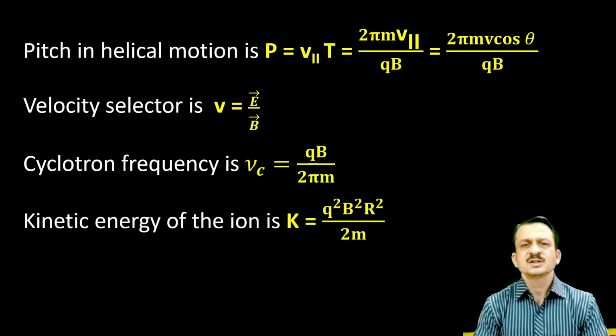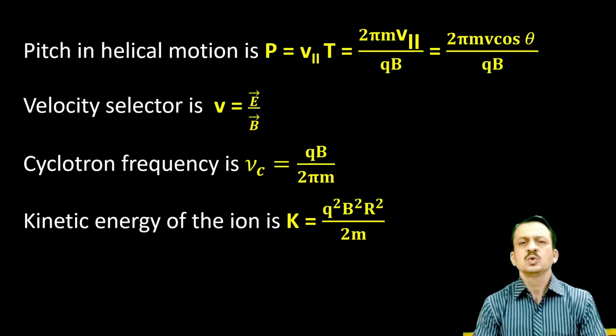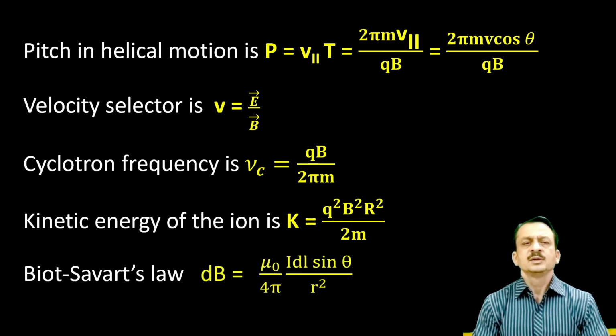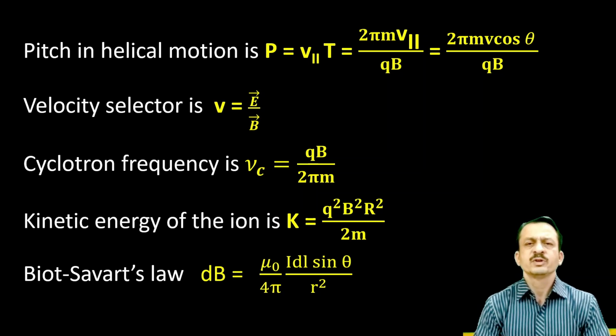Now the kinetic energy of the ion or the charged particle which is coming out of the cyclotron is given by K is equal to Q square B square R square divided by 2m. And from this relation, if they ask to find the potential, then K should be equal to Q into V, we should remember.